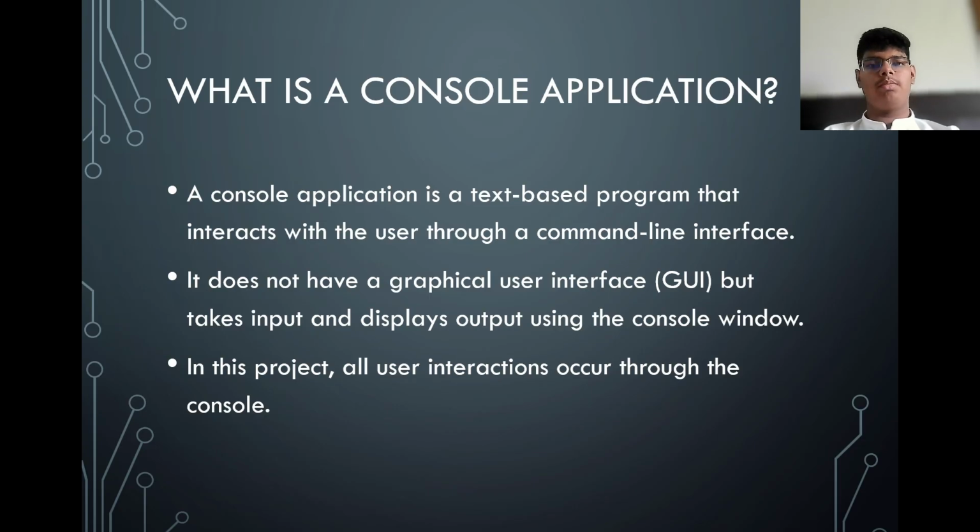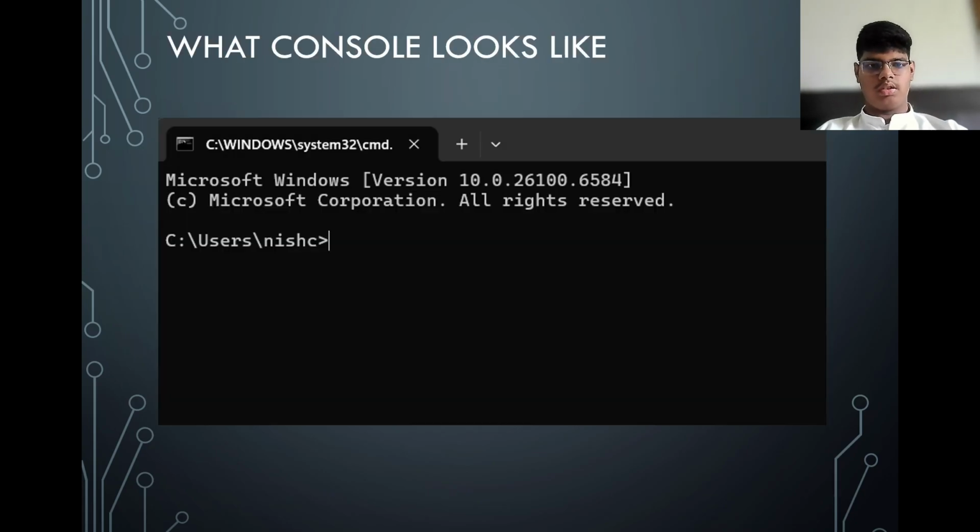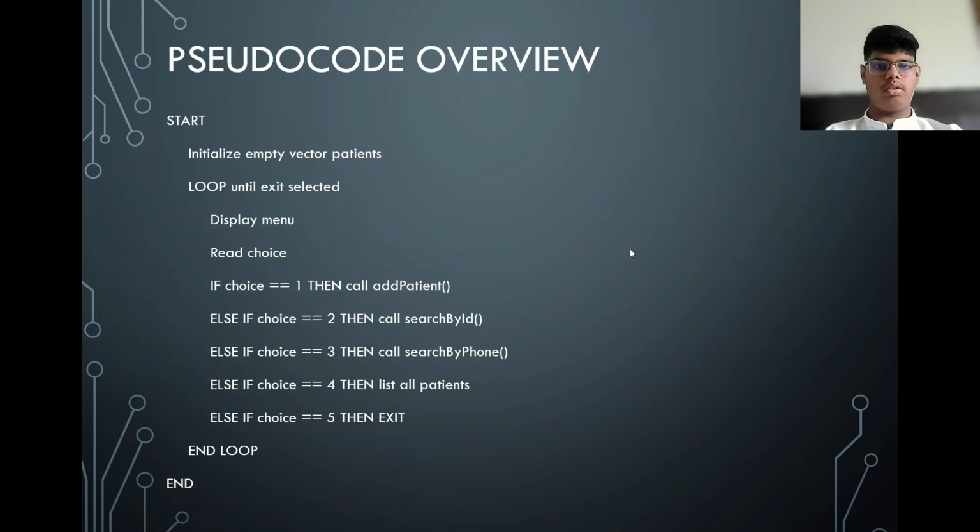So, what is a console application? It is a text-based program. It is more of like a chatbot. There is only one line interface. It does not have a graphical user interface. It takes inputs and outputs using one line. Let's see how it looks. This is a console. There, where the cursor is present, we have to write our code or function or program.